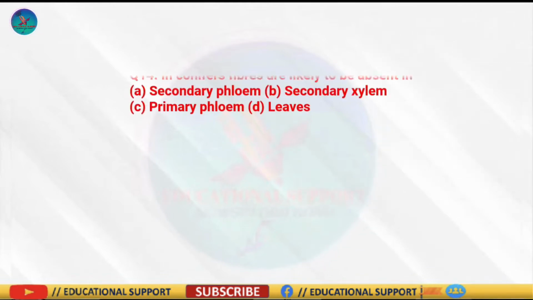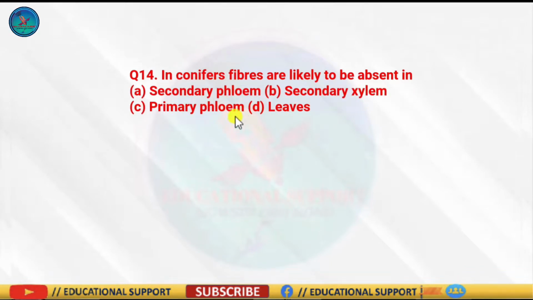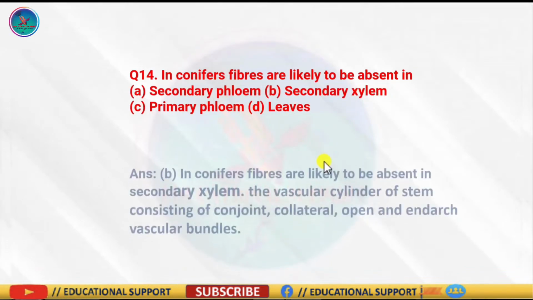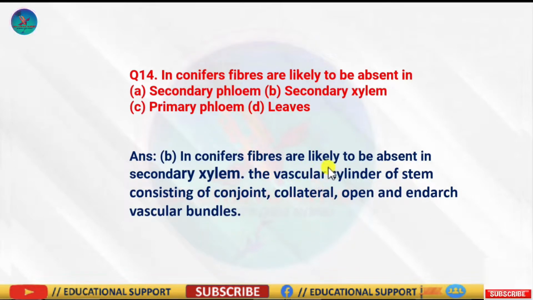Question number 14 is, in conifers, fibres are likely to be absent in secondary phloem, secondary xylem, primary phloem and leaves. The vascular cylinder of stem consists of conjoint, collateral, open and endarch bundles, you know that. So resin ducts are present and secondary xylem is homogeneous. So the correct answer is secondary xylem.